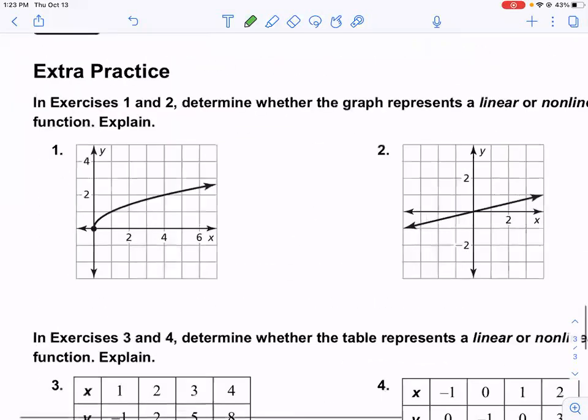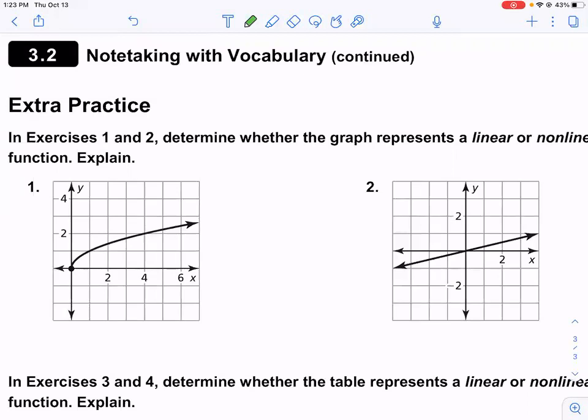Just 1 and 2, you and your elbow partner decide. Is 1 linear or non-linear? Is 2 linear or non-linear?